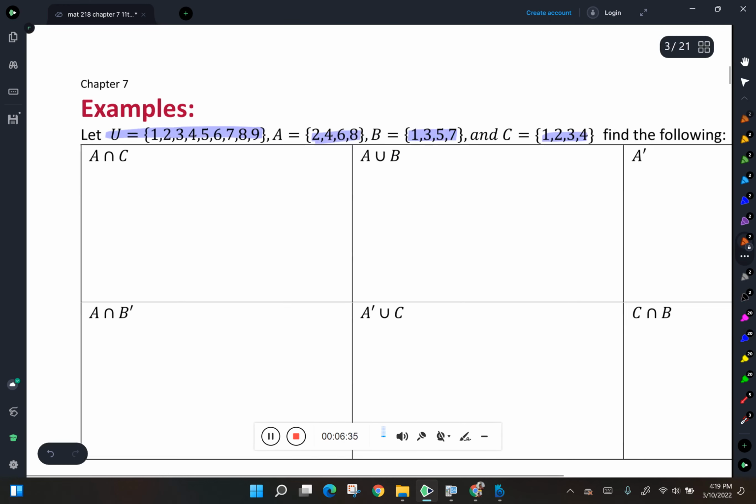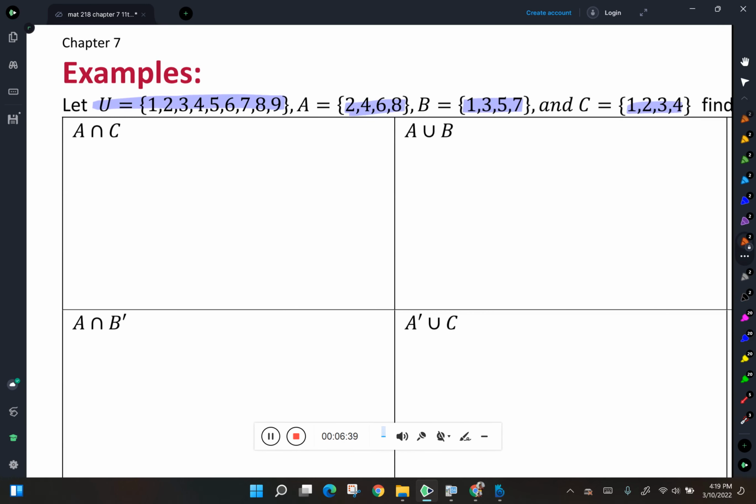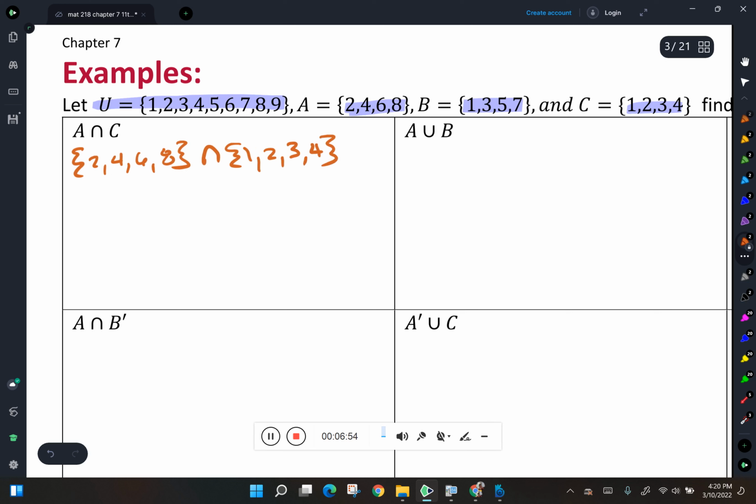We're supposed to find all of the following. So what would A intersection C look like? A intersection C says take all of the elements of set A, 2, 4, 6, 8, intersect that with set C, which was 1, 2, 3, 4. What does intersect mean? It means to look at those two sets and see what elements are in common. There's a 2 in both of them. There's a 4 in both of them. I've got a 6 and an 8 in set A, but not in set C. I've got a 1 and a 3 in set C, but not in set A. So the intersection of A and C would be the set 2, 4.